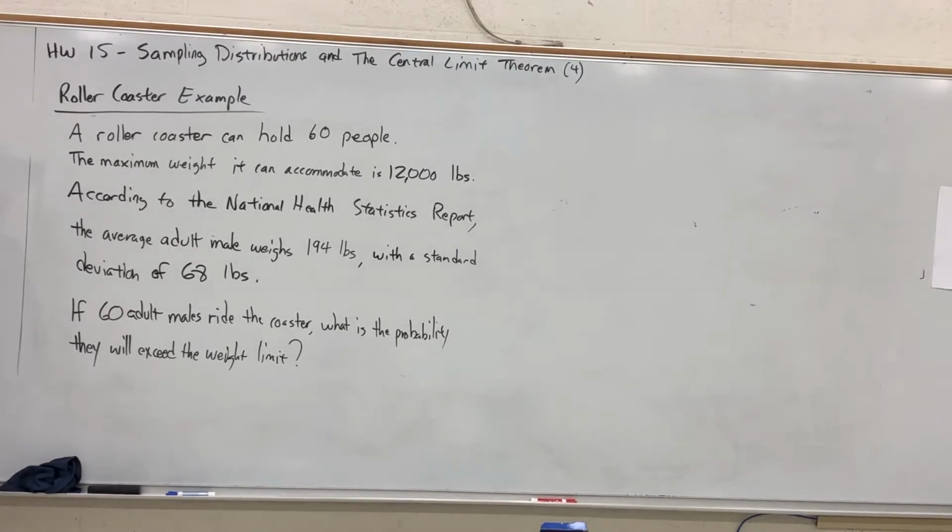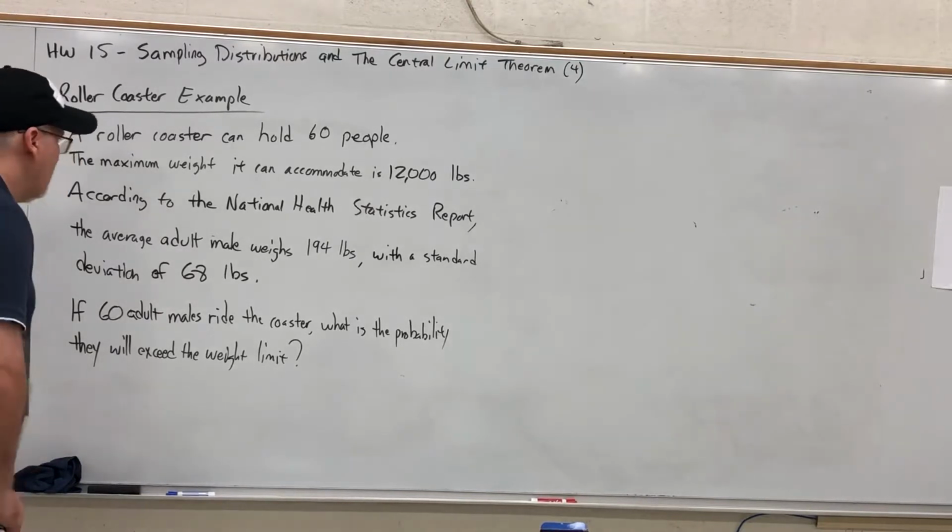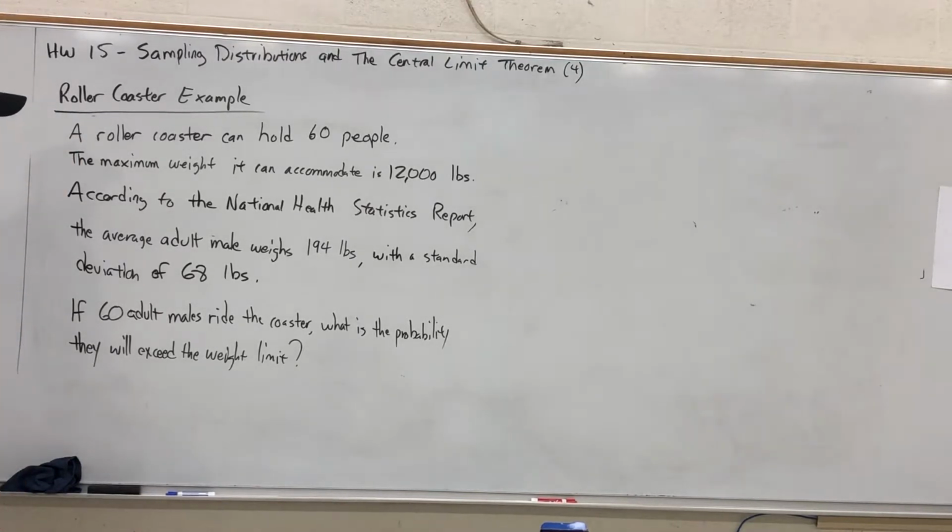A roller coaster can hold 60 people. They built it that way. The maximum weight it can accommodate is 12,000 pounds. According to the National Health Statistics Report, which is a real thing, the average adult male weighs 194 pounds, with a standard deviation of 68 pounds. Not sure where they got those numbers, but let's go with them. If 60 adult males ride the coaster, what is the probability they will exceed the weight limit?